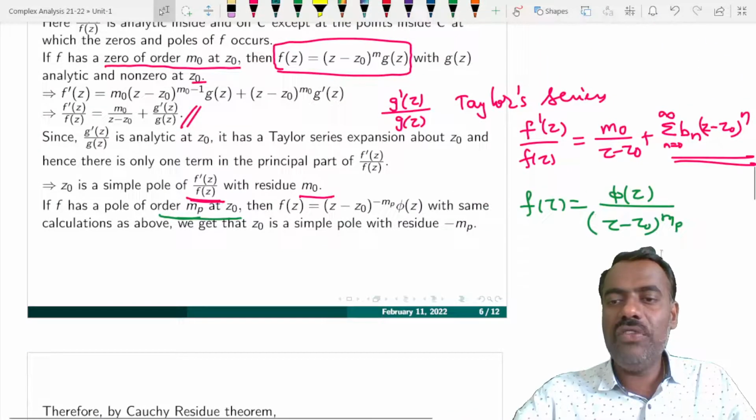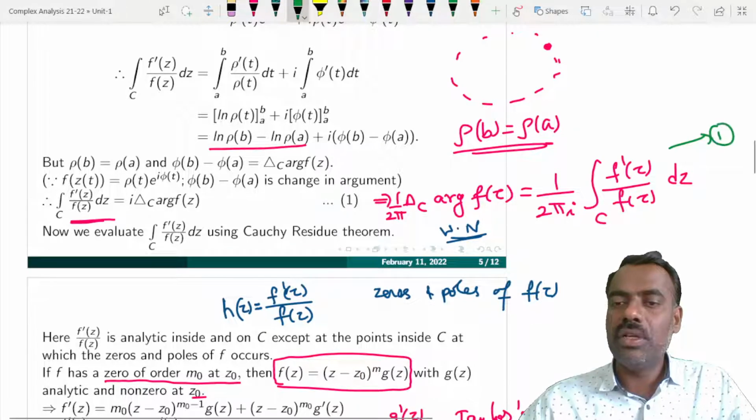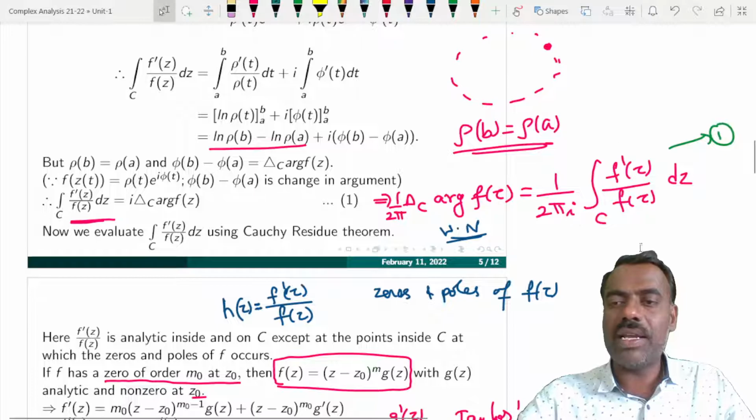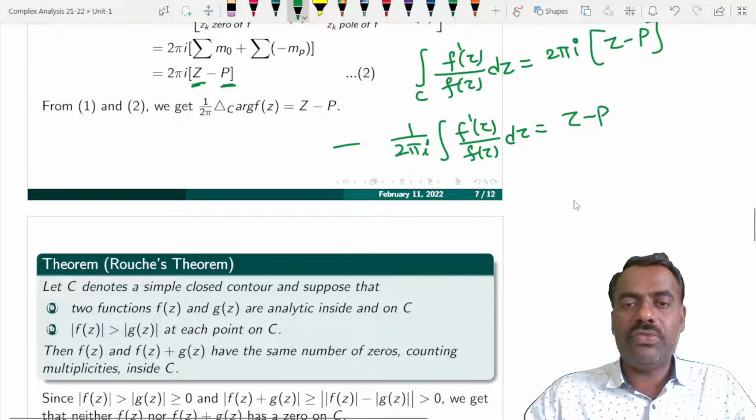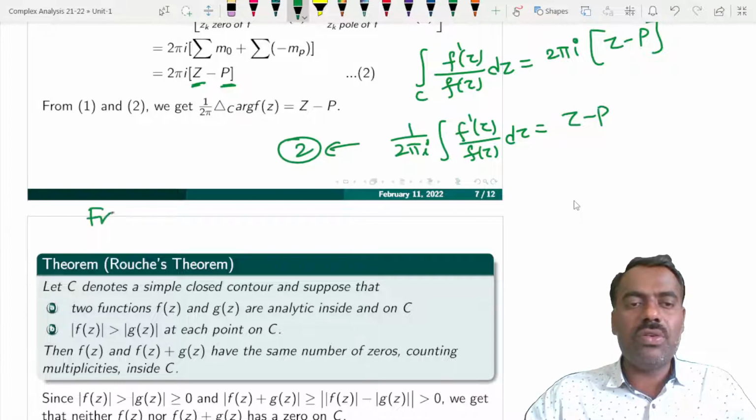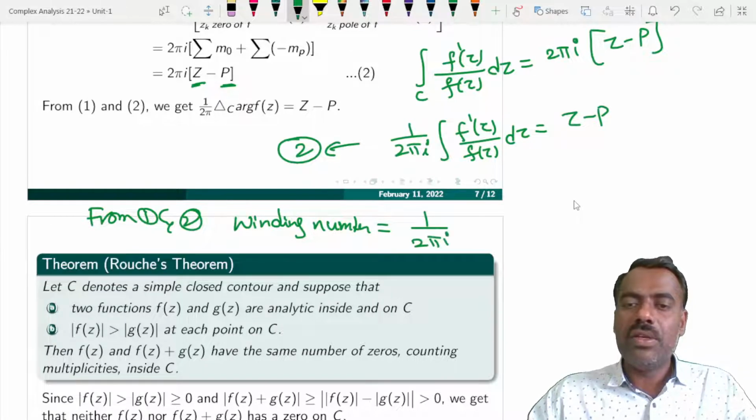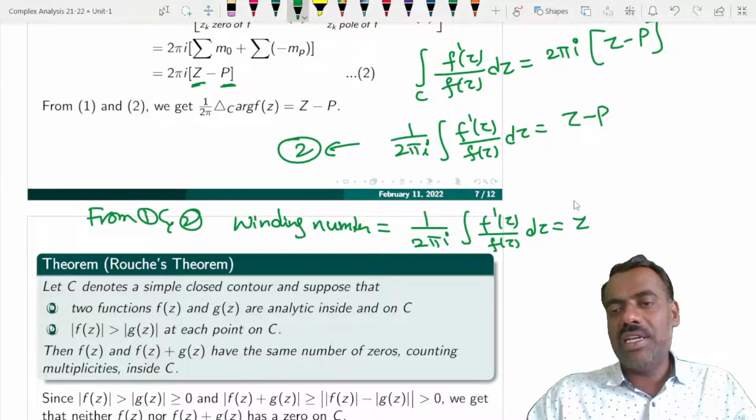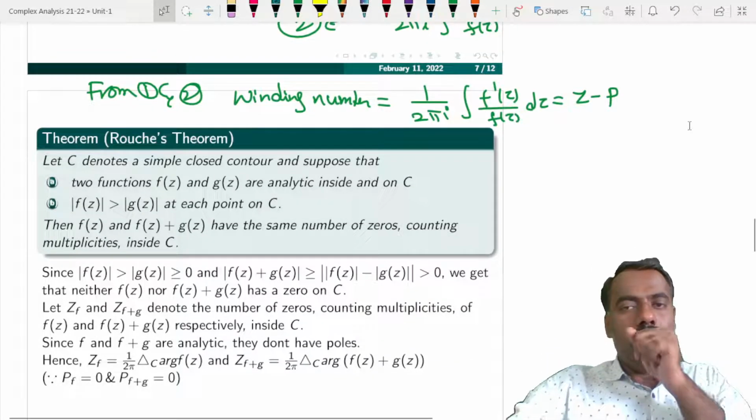Okay, if you consider this as 1, the left hand side is the winding number, and the right hand side is the same as this one, right? So therefore, from 1 and 2, what we can observe is that the value of the winding number is 1 upon 2 pi i, integration of f dash of z upon f of z dz, which is in terms of the zeros and poles of the given function f, that is z minus p.